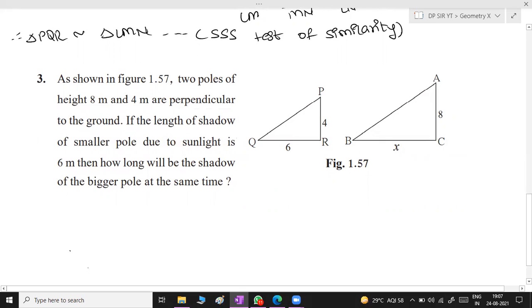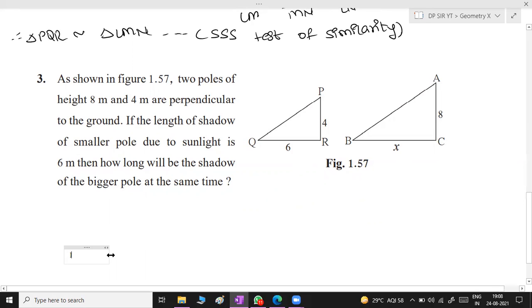as shown in figure 1.57, two poles of height 8 meter and 4 meter are perpendicular to the ground. If the length of shadow of smaller pole due to sunlight is 6 meter, then find how long will be the shadow of the bigger pole at the same time. So in the question, they have given me much of the things.